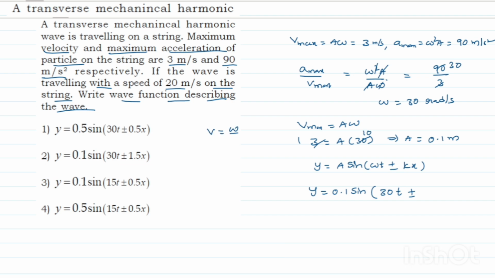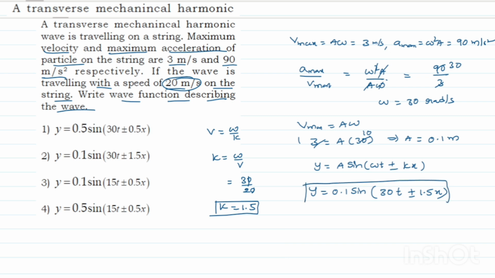v equals omega by k, then k equals omega by v. The omega value is 30, and the speed is given, so v is 20 meters per second. That value, 30 by 20, is nothing but 1.5. So here the propagation constant will be 1.5. Then you have to take 1.5 into x.